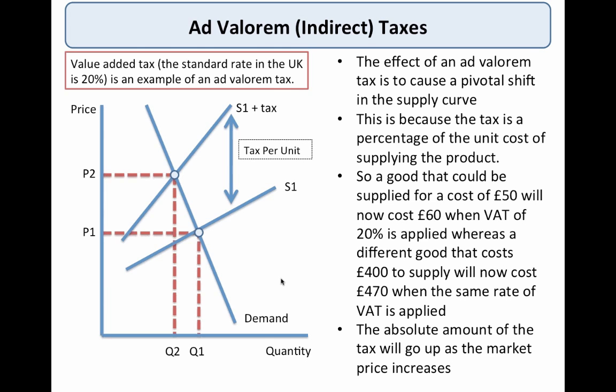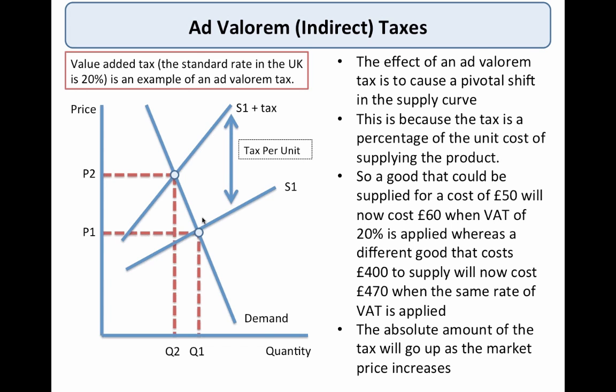The other tax we just need to cover briefly is the ad valorem tax, the percentage tax. Best example, of course, is VAT, 20%. Notice on the left-hand side, because the tax is a percentage, the lower the market value, the lower will be the tax per unit. So if you have a 20% tax, the supply cost is £50, you add £10 on a 20% VAT. If the price is £400, then you add £70 on with VAT. The higher the price, the greater will be the level of VAT applied. That diagram is an ad valorem tax.